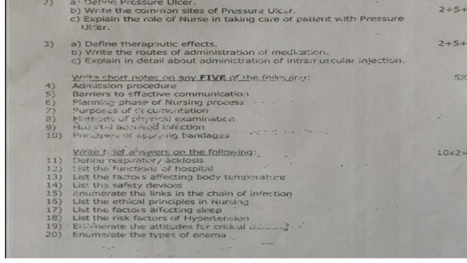So I repeat the short answers once again. 11th question, define respiratory acidosis. 12th question, list the functions of hospital. 13th question, list the factors affecting body temperature. 14th question, list the safety devices. 15th question, enumerate the links in the chain of infection.